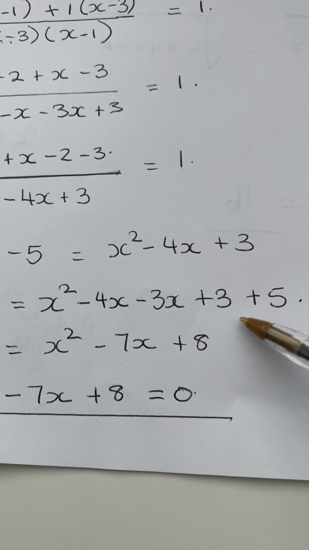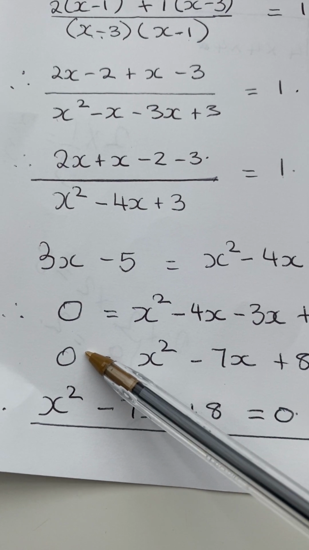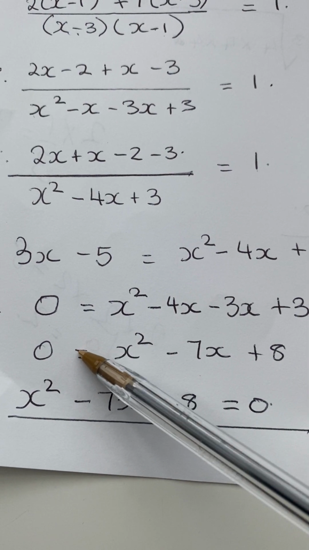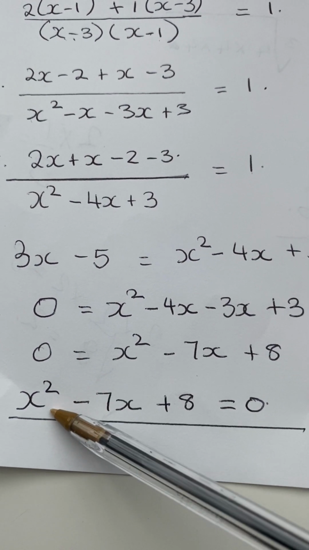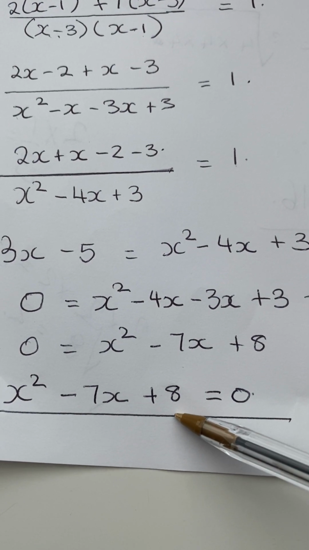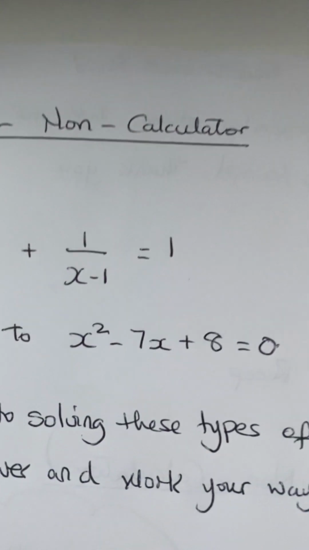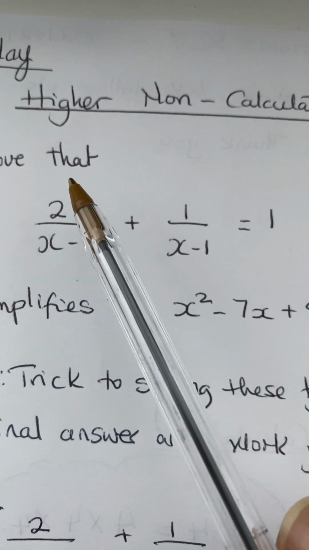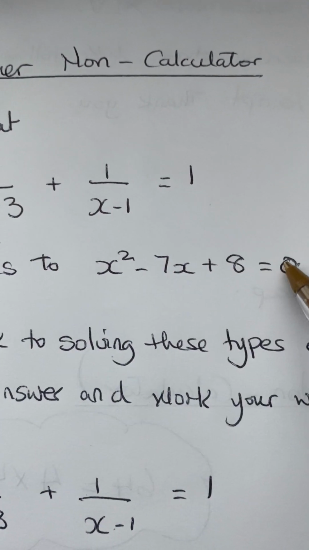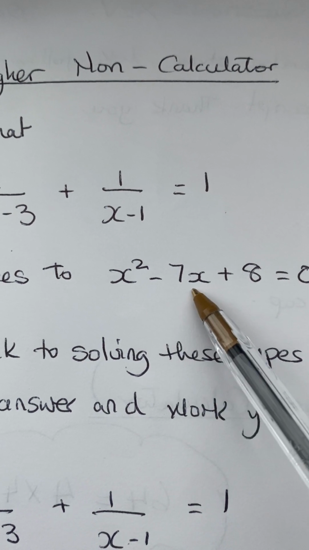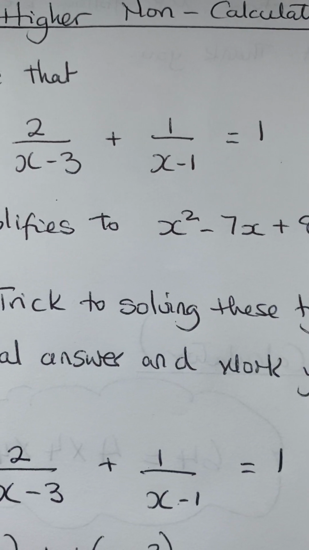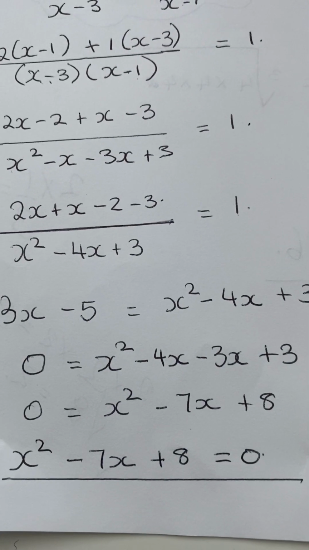3 plus 5 is 8, equals 0. So now we just swap it around. So x squared minus 7x plus 8 equals 0. So we've just proved it. We've worked our way from this equation and simplified it down to x squared minus 7x plus 8 equals 0. Okay, so we've done that.